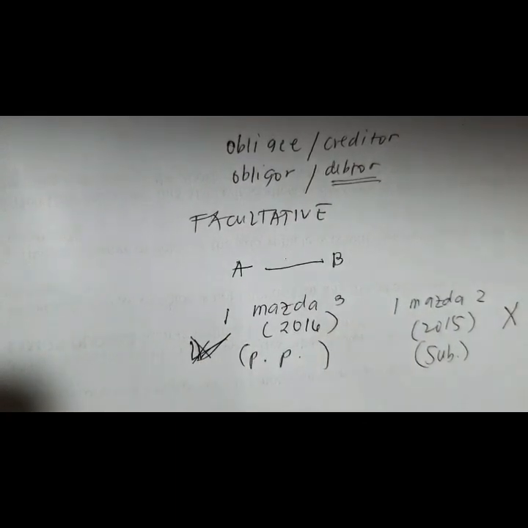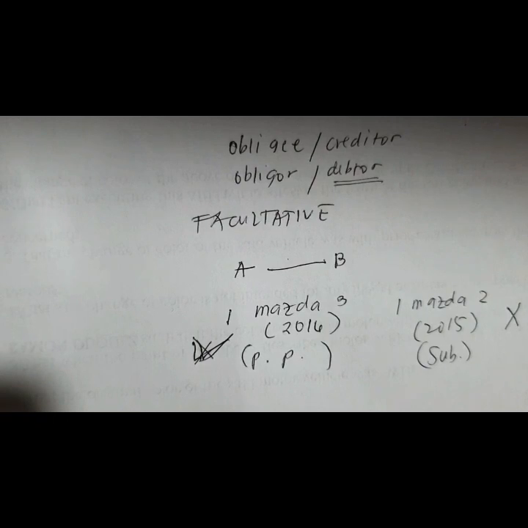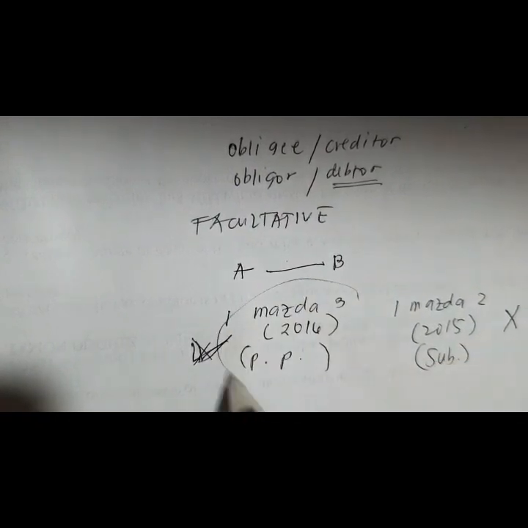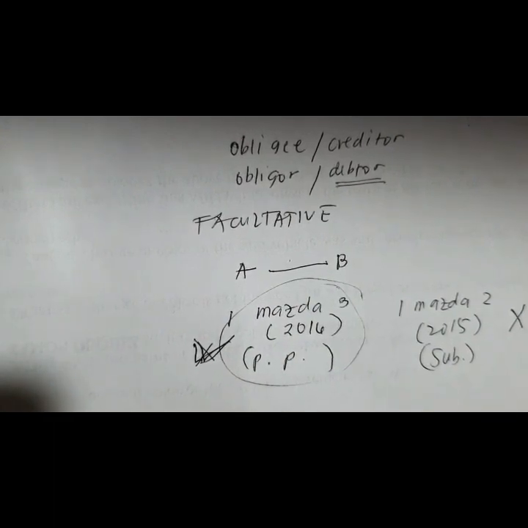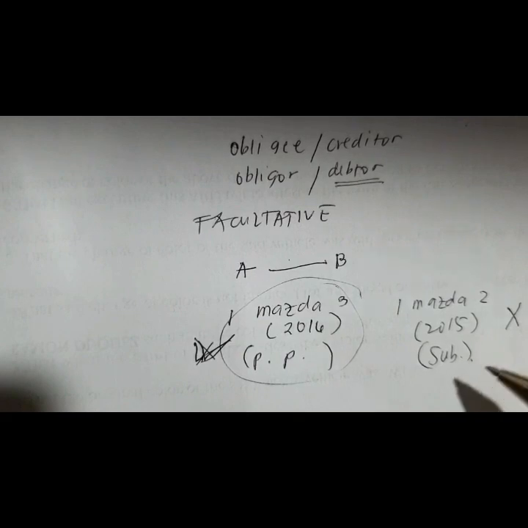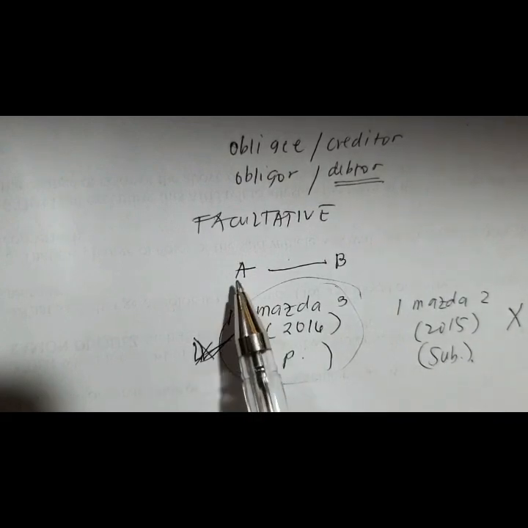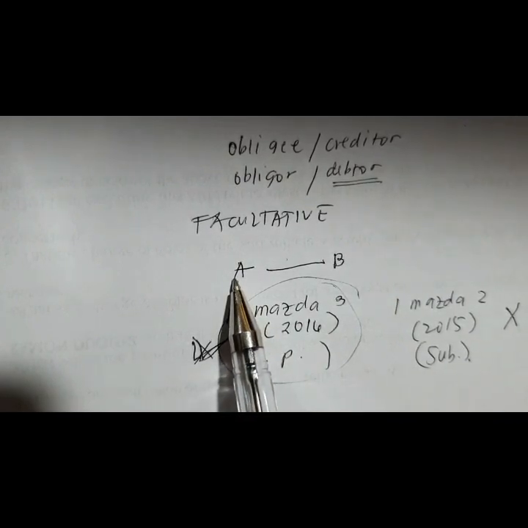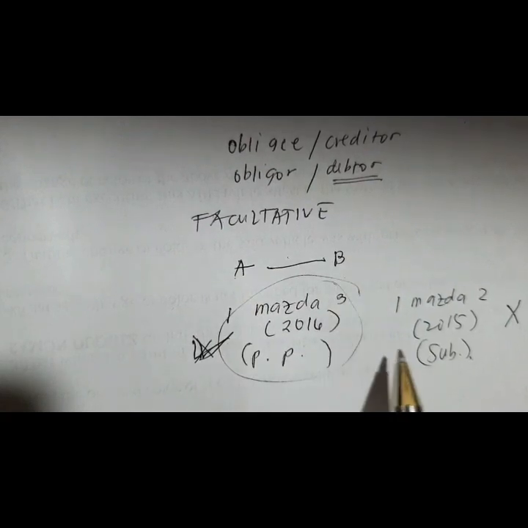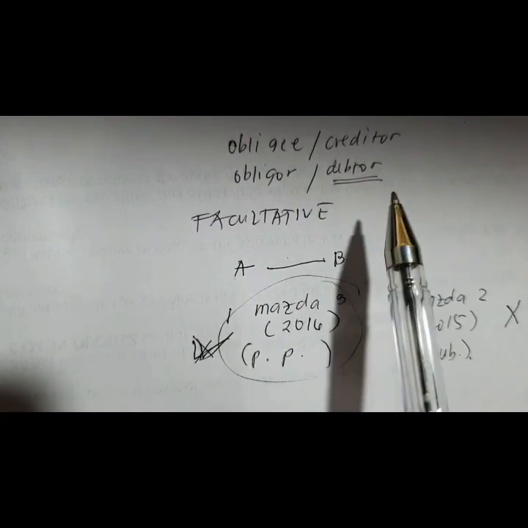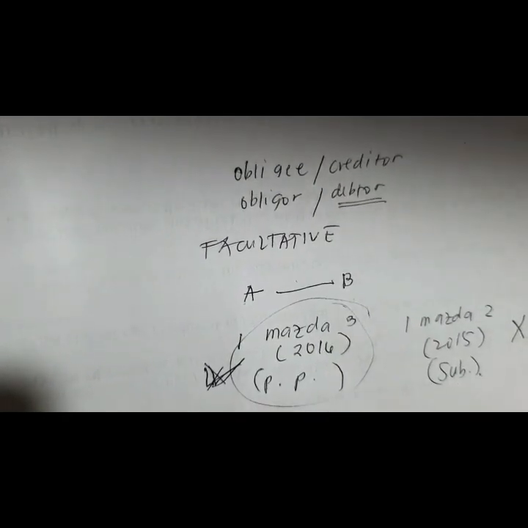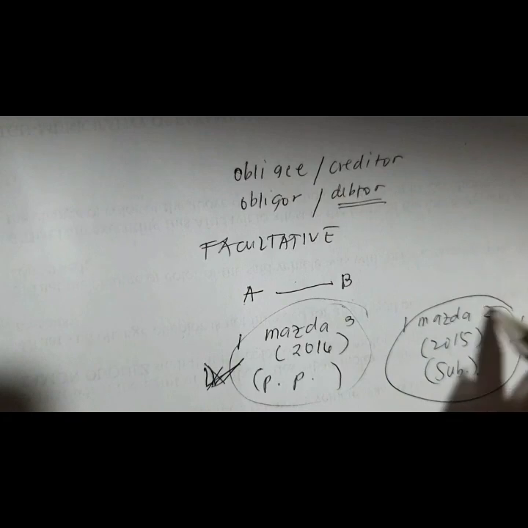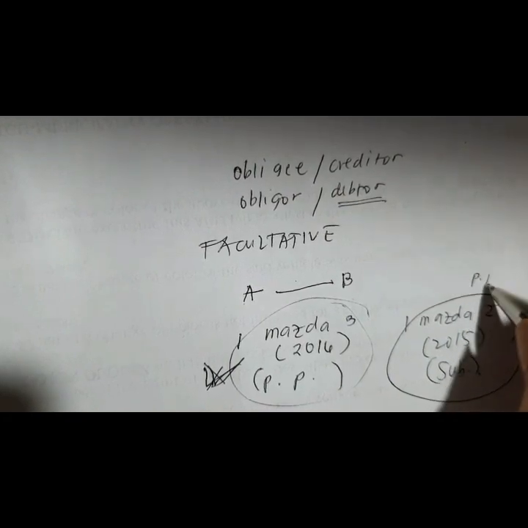Tapos nandyan pa rin si principal prestation. Here, the obligation is not affected because nandyan pa si principal prestation. How about if si substitute, okay, kinommunicate ni debtor ngayon kay creditor na isa-substitute ni debtor itong Mazda 3 kay substitute na Mazda 2. Now, si substitute na ang magiging principal prestation.